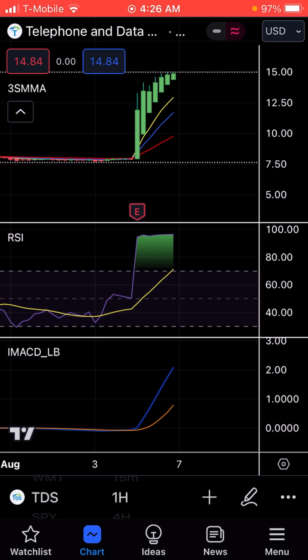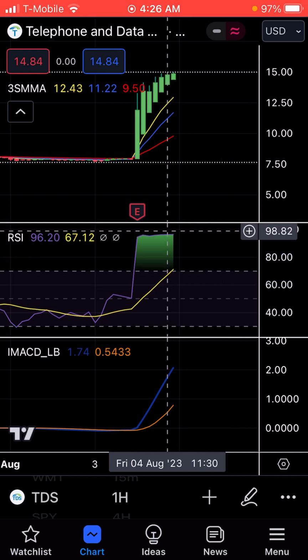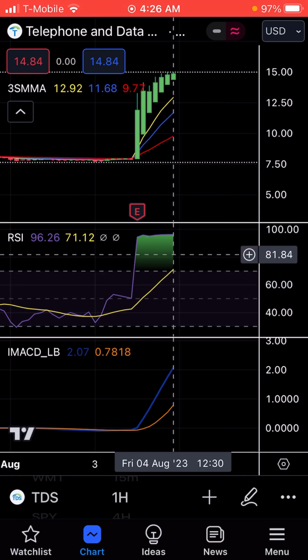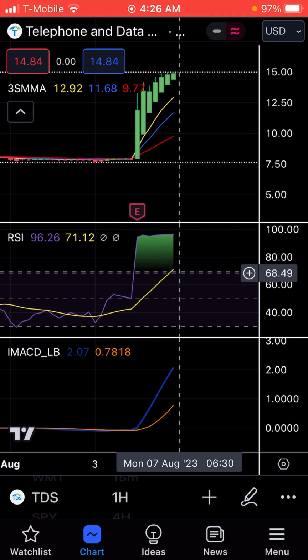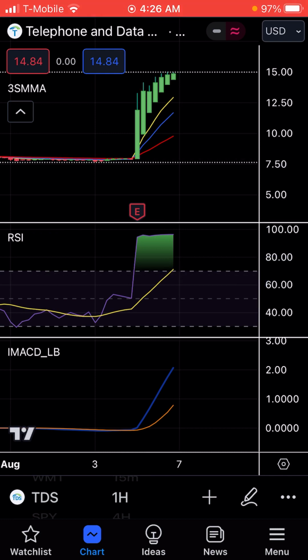But what I would keep my eye on here is for the RSI to cross, for the purple line to cross the RSI. That would be my entry point on the hours. So that's when I would get in for the overbought, to do a put.